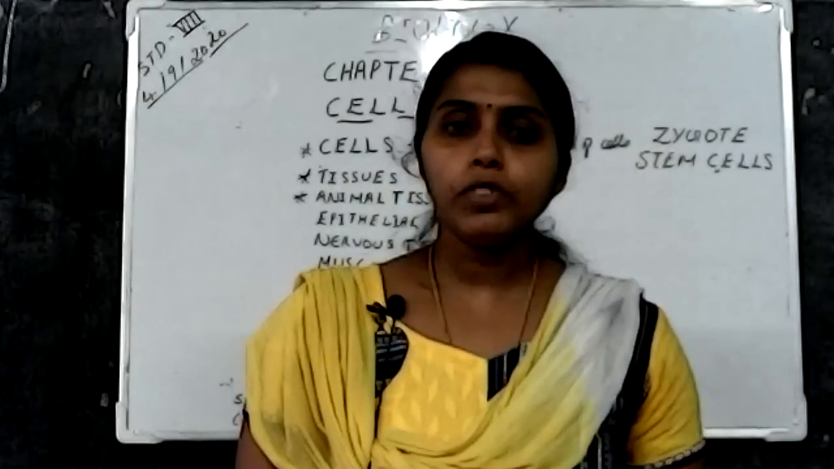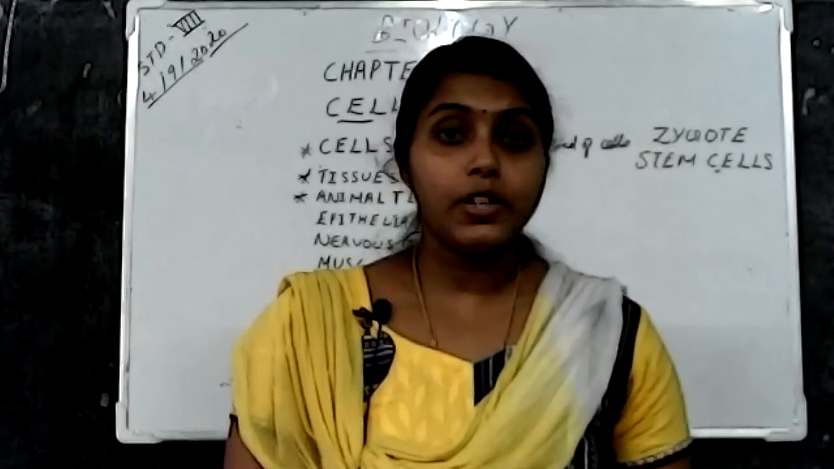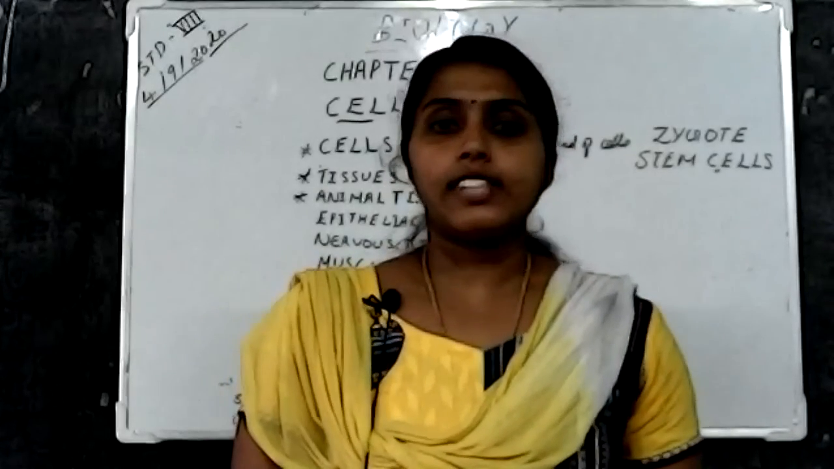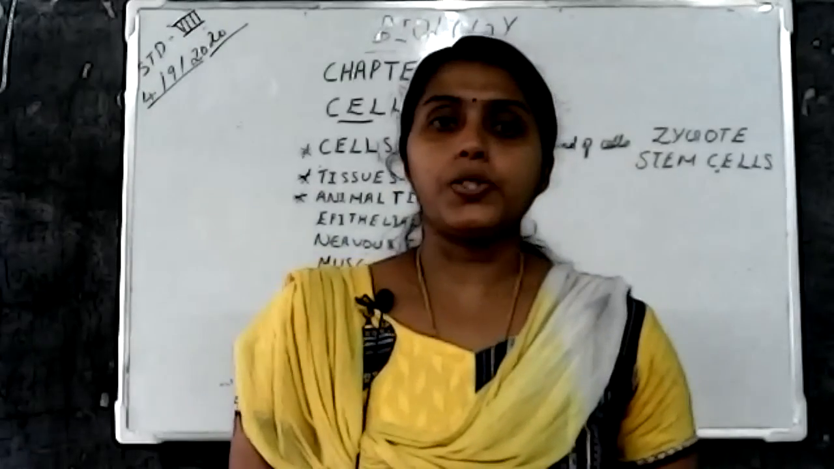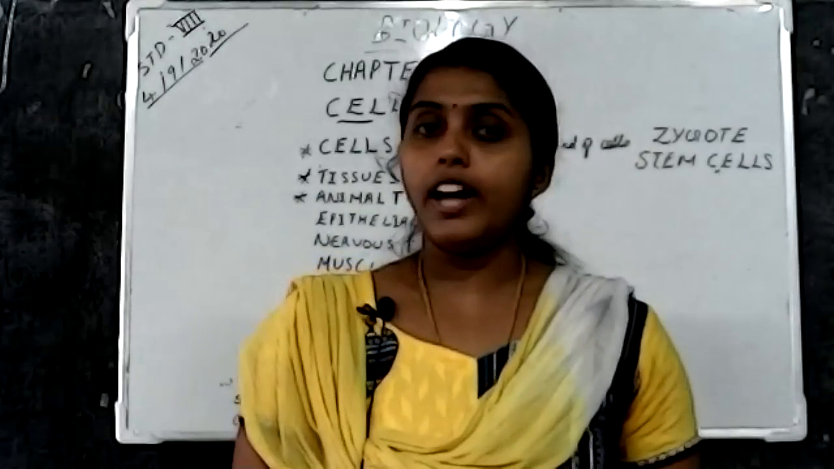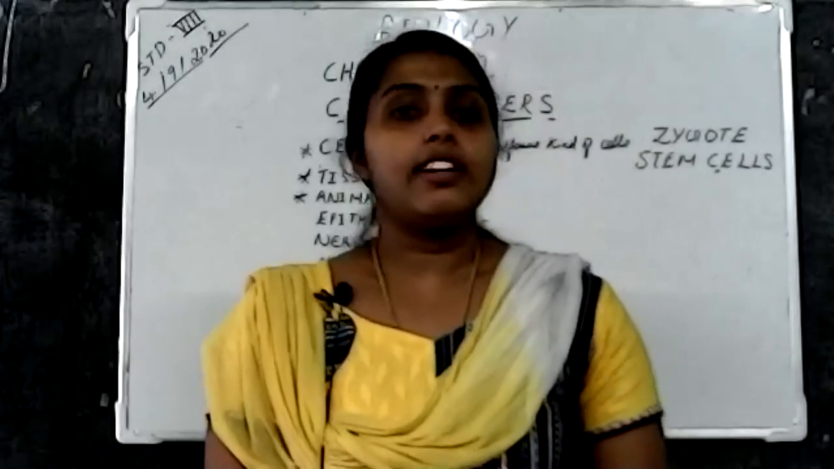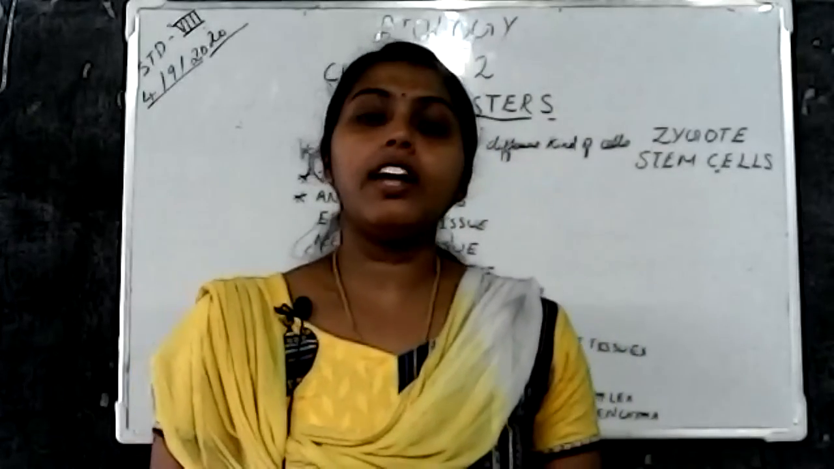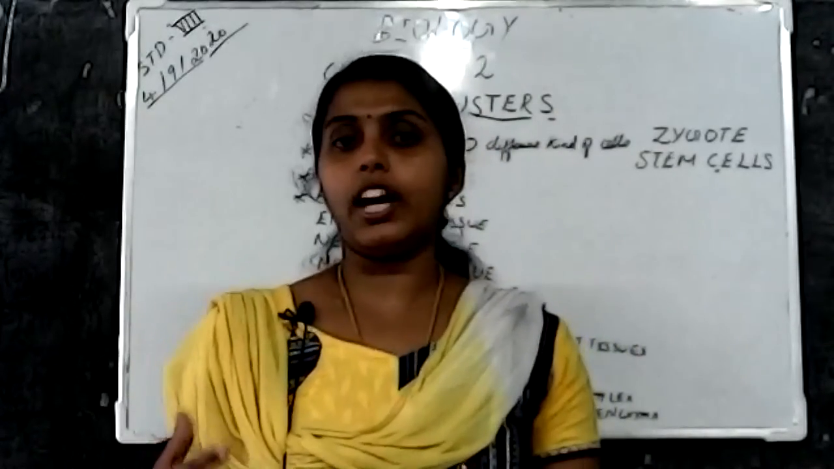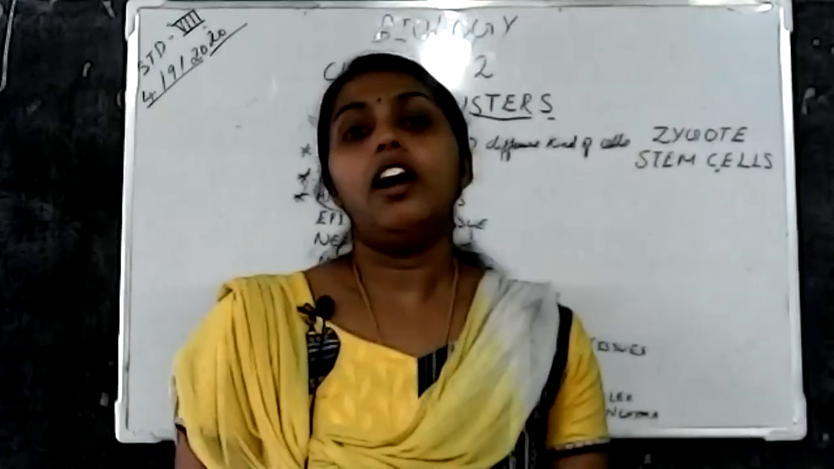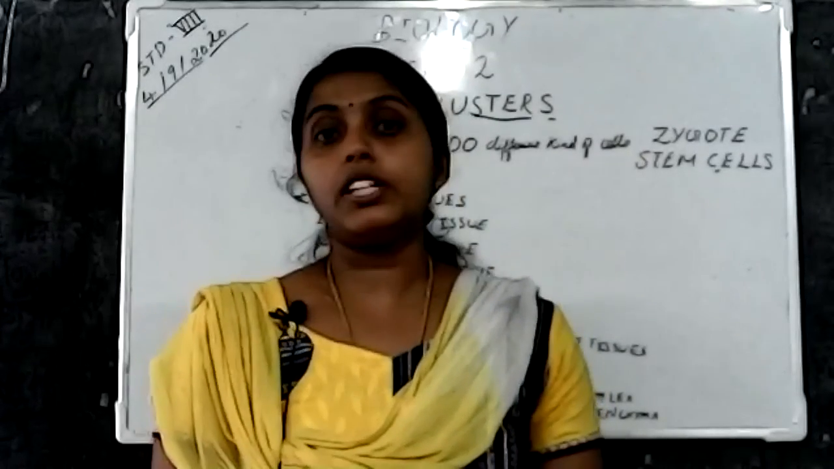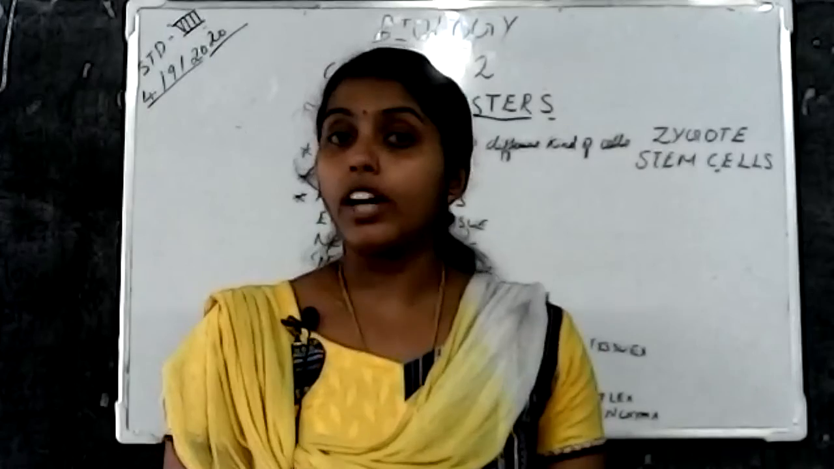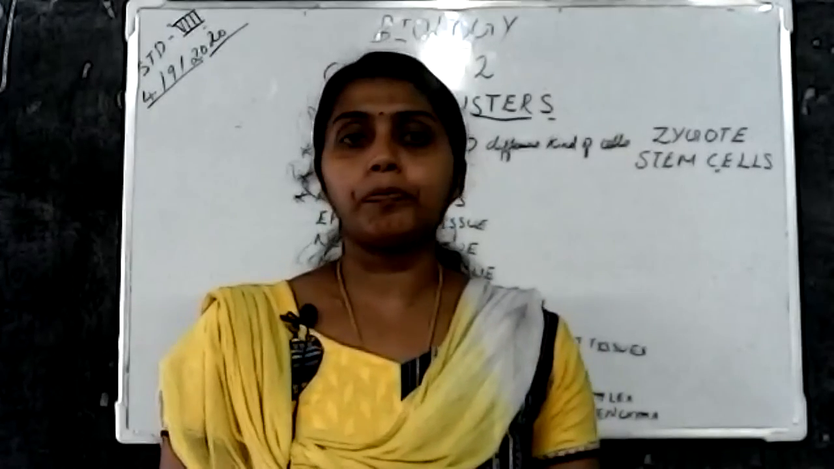So cells are the basic unit, and these cells combine together to form tissues, and tissues combine together to form the organ system, then the organism. Likewise, it goes on and finally reaches the community. How does it finally reach the community? Community consists of different kinds of organisms. Is it clear for you?